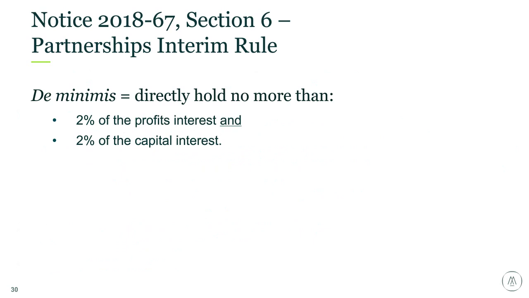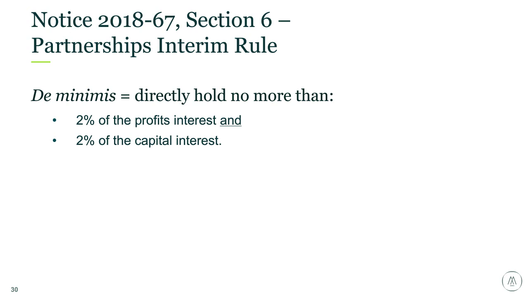So what is the de minimis test, and how do we take a look at this? De minimis is if your organization holds no more than 2% of the profits interest and 2% of the capital. How do you find that? How do you know that? It kind of fluctuates for a lot of these investments throughout the years. How do you know that?